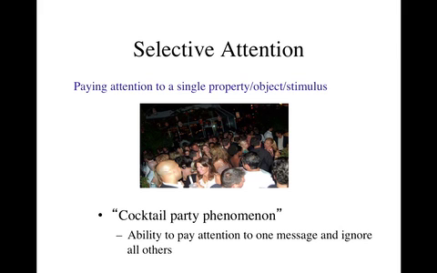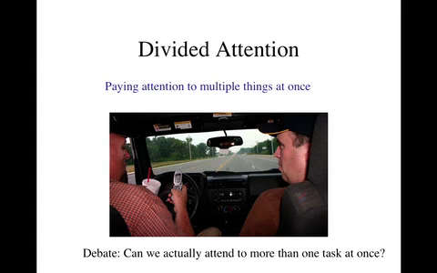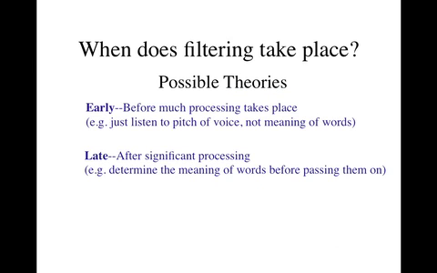All that information that's out there is making its way into your ears. Other people's conversations are making their way into your ears, and somehow you're able to selectively attend to the particular conversation you're engaged in. Divided attention, on the flip side, is paying attention to multiple things at once. And as I mentioned, there's some discussion about whether we actually can pay attention to multiple things, or perhaps move our attention around quickly and toggle between them.